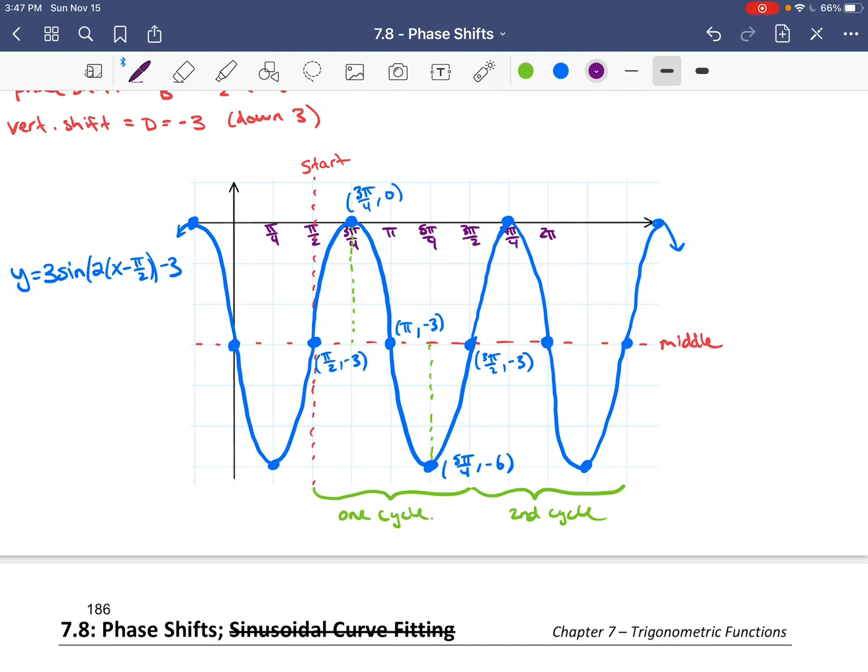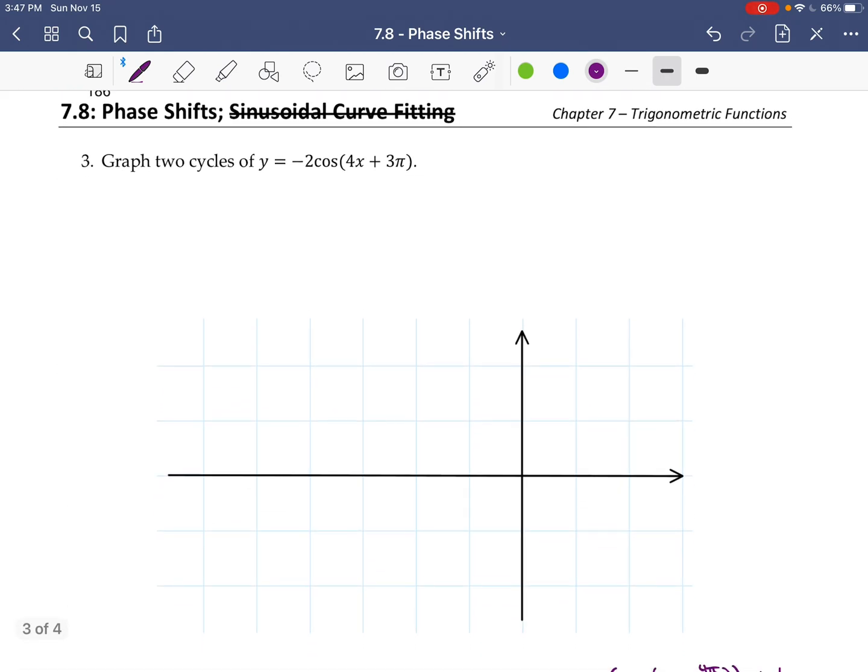Okay, so let's try another one. Here I don't have a vertical shift, but I do have a reflection. So the a value is negative. We could just start by writing these values. a is negative 2. The b value is 4, and the c value is 3 pi, actually negative 3 pi, because it's minus minus.